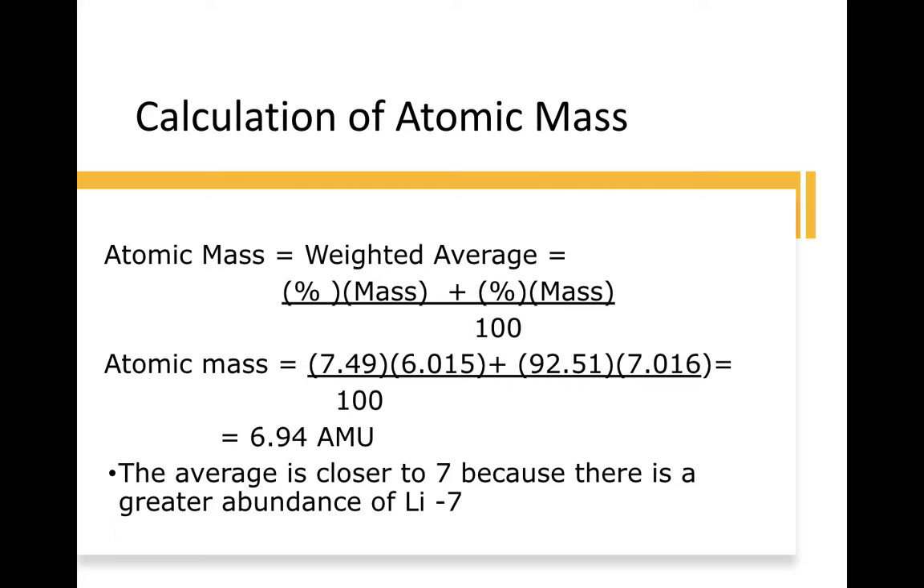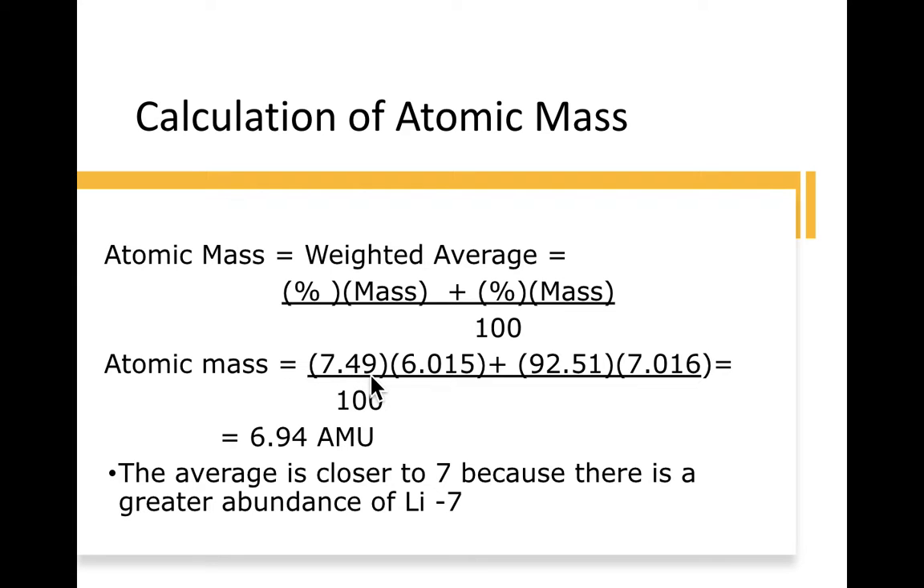It's a weighted average. So it's always the percent times the mass over 100, or you can do the decimal equivalent. I always get mixed up with decimals sometimes. So I like to just do the percent times the mass plus the percent times the mass and just divide everything by 100, and then I know I've done the average right.